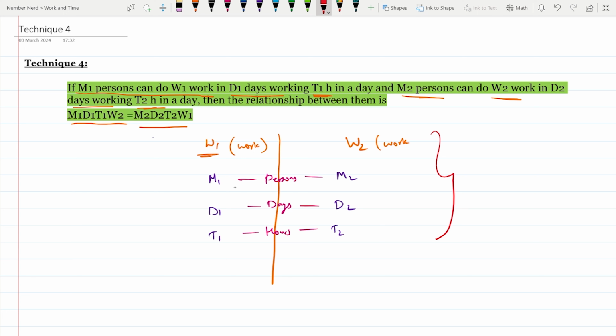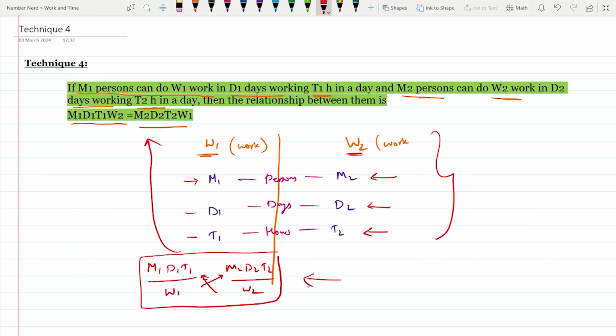Under work 1, M1 people are working for D1 number of days working T1 number of hours per day. And for work 2, M2 people are working for D2 number of days working T2 number of hours per day. Then the relation between them is M1 D1 T1 by W1 is equals to M2 D2 T2 by W2. This is the relation. If you want to know how we got this relation, it's very easy.